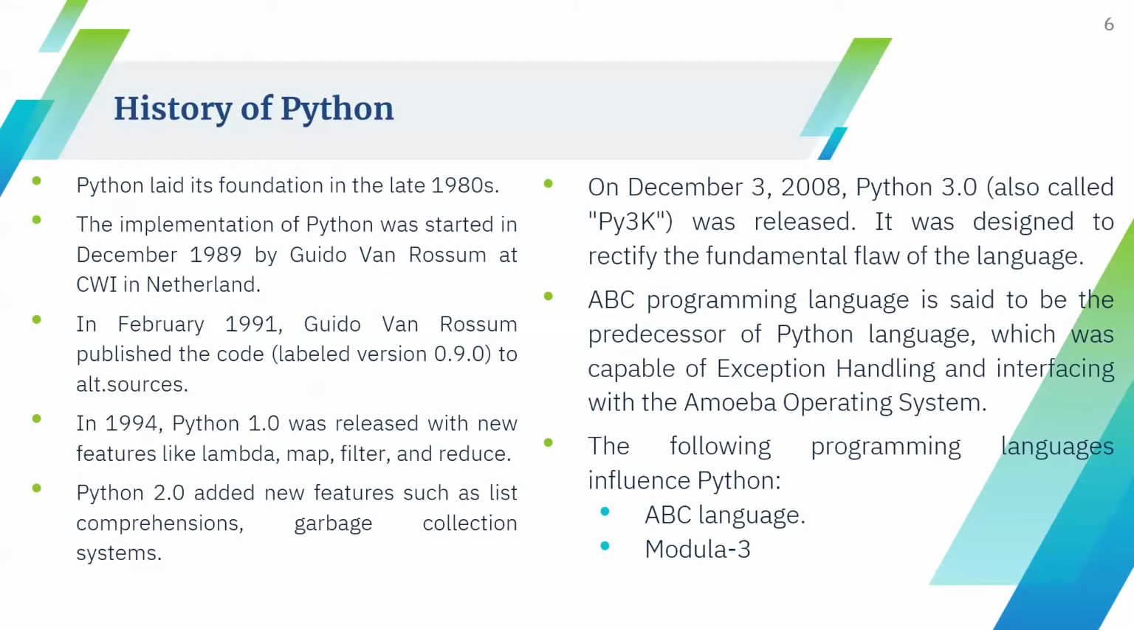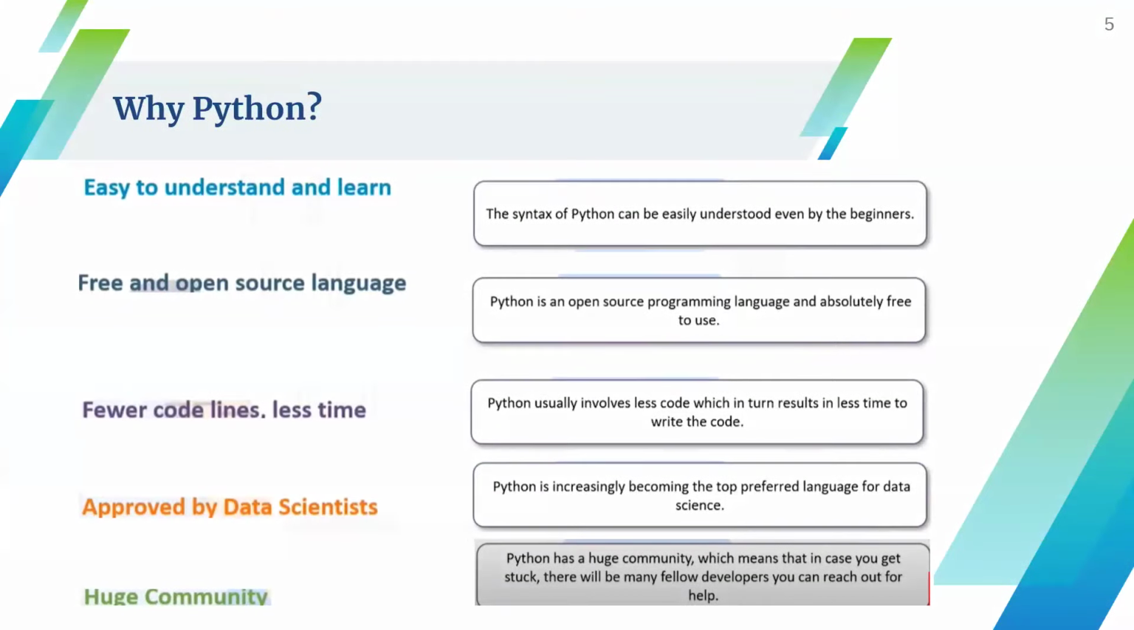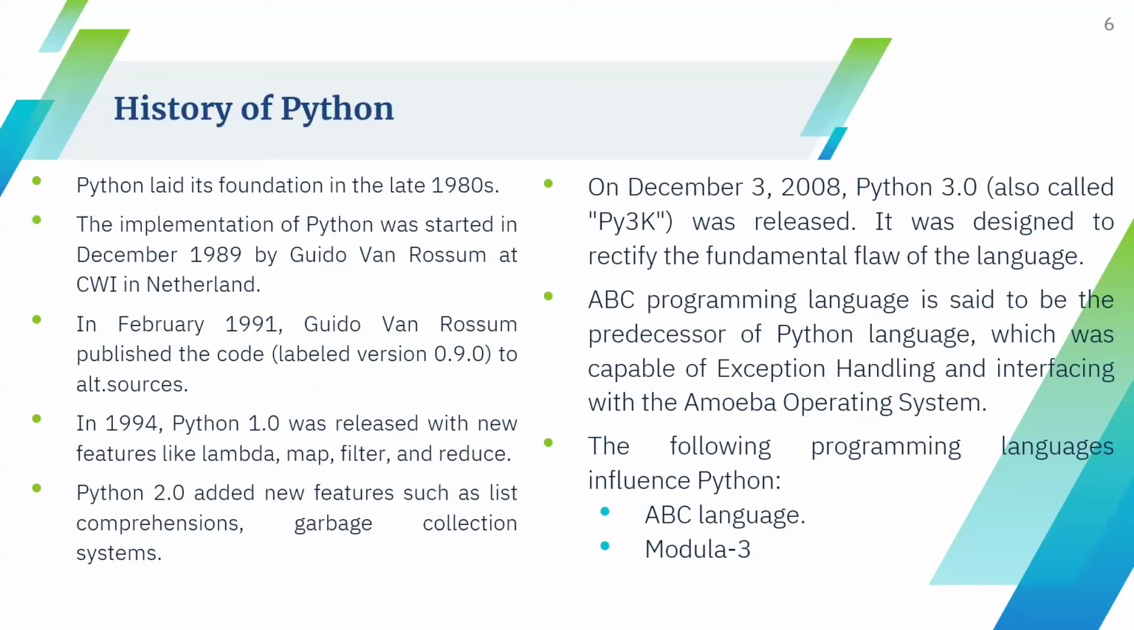Got it? That is why we choose Python: because it is easy to understand. It is an open source language. We write small code, not bigger code, here. It is approved by data scientists, and huge communities are available. That is why we choose Python here. Fine. What is the history of Python? Python laid its foundation in the year 1980.